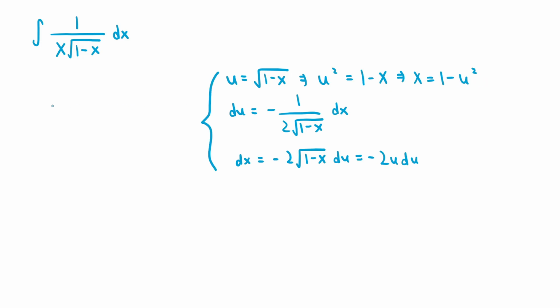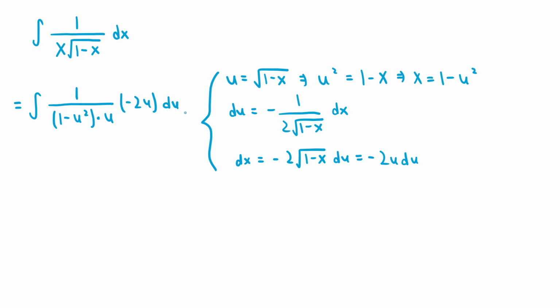Alright, so if we substitute this back into the integral, this becomes the integral of 1 over (1 minus u squared) times u times negative 2u du, since the x becomes 1 minus u squared, since we worked out that x equals 1 minus u squared, and the square root of 1 minus x becomes u, since we let u equal the square root of 1 minus x, and dx is replaced by negative 2u du, since we also worked out that dx equals negative 2u du.